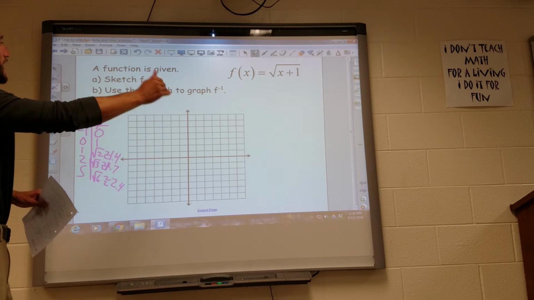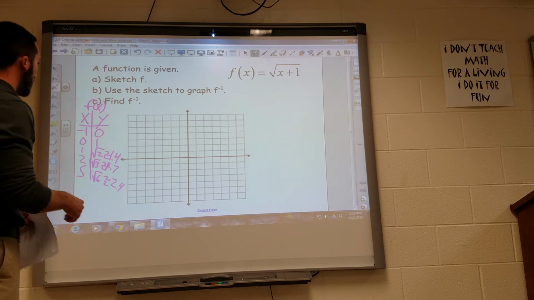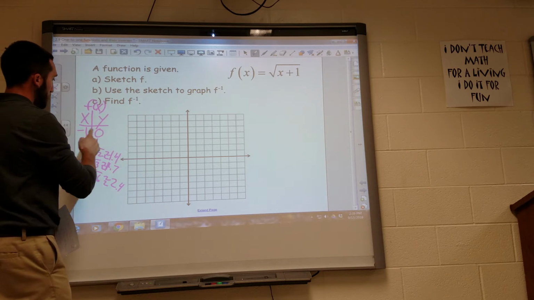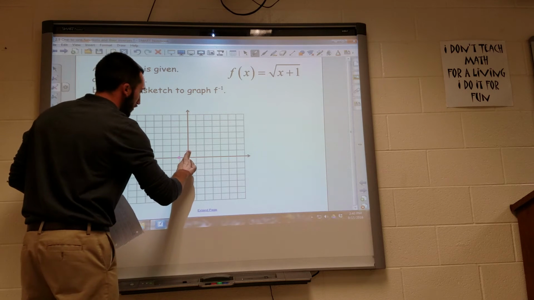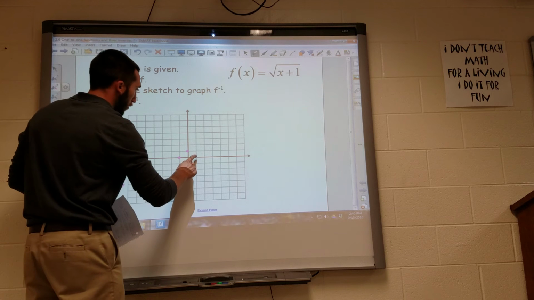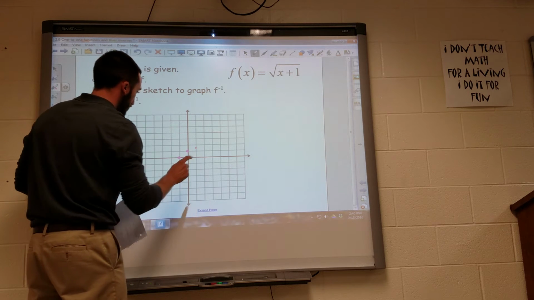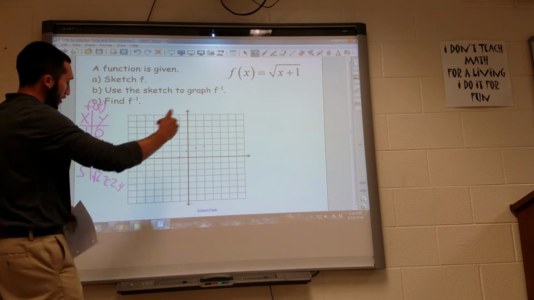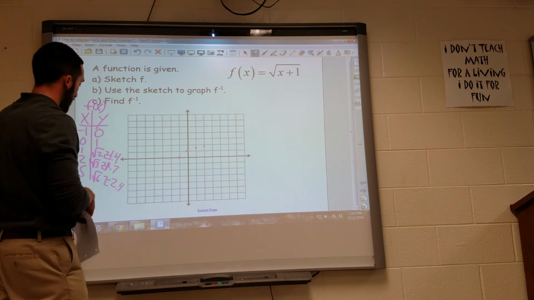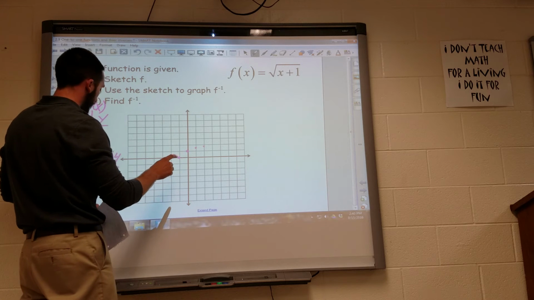So now let me graph f of x. I'll sketch f of x. The first point is negative 1, 0. The second point is 0, 1. Third point, 1, 1.4. 2, 1.7. And then I went all the way out to 5 just to see what's happening here at the end, and 5 gives me 2.4.